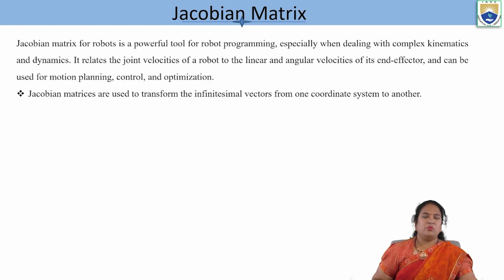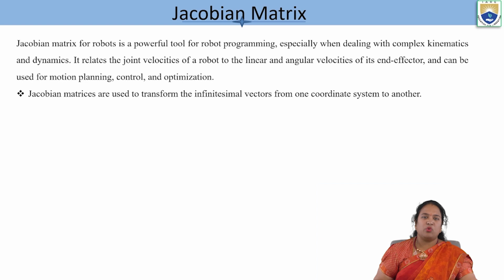Jacobian matrix. What do you mean by the term Jacobian? And what is it used for? Generally, any particular robot which is having a Jacobian matrix has a powerful tool for the programming of the robot, in order to design any particular program, in order to write any particular robot programming.